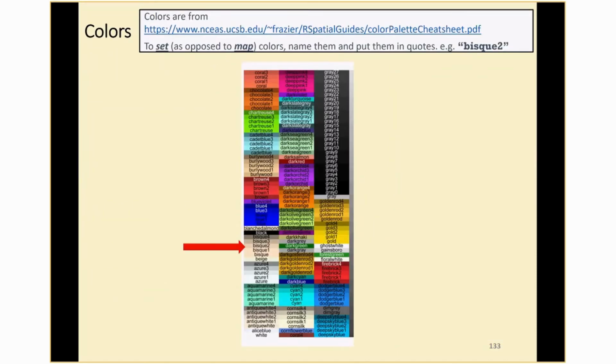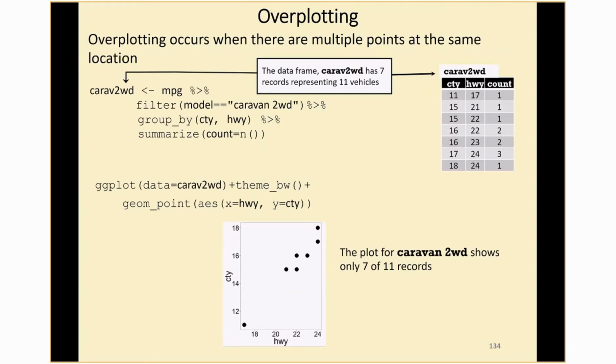So we've got an enormous range of colors that we can play with. You've got bisque 1 and bisque 2, or goldenrod, or ghost white, and up here you've got a location where you can find some more information on that. I'm going to do a slight shift of topics here. I'm going to talk about this issue of overplotting. To address that, I'm going to make a tiny little data frame called Carve2WD, which is based on mpg and is meant to contain only those records of the particular model, the Caravan 2-wheel drive.